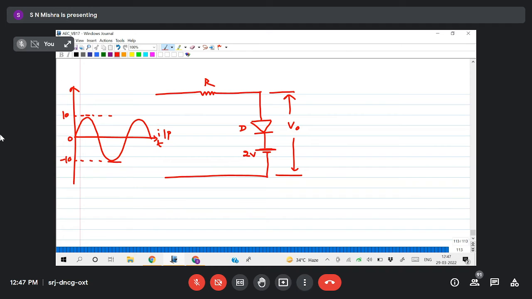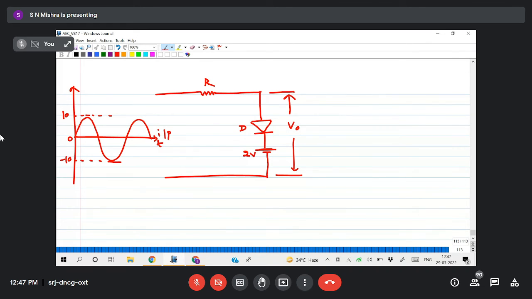What I told you, anode voltage must be greater than cathode voltage, then only the diode is on. Yes or no? Yes, sir. Sorry, cathode voltage is +2, anode voltage must be greater than +2.